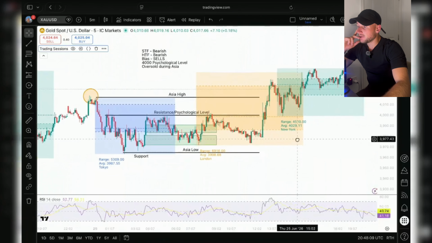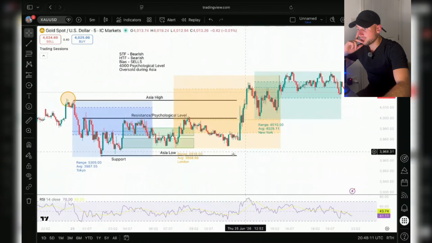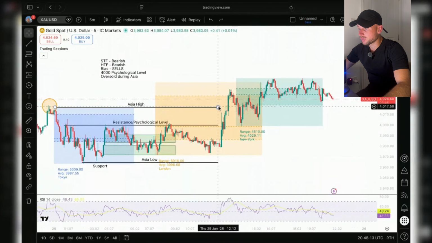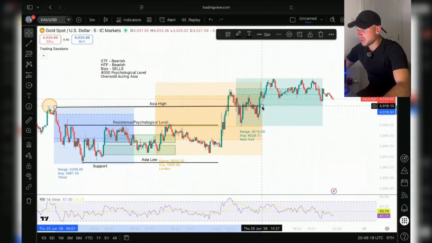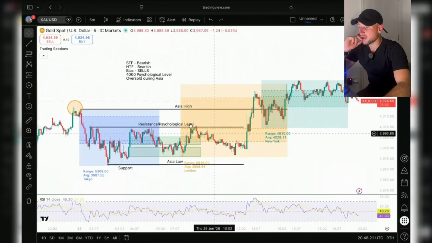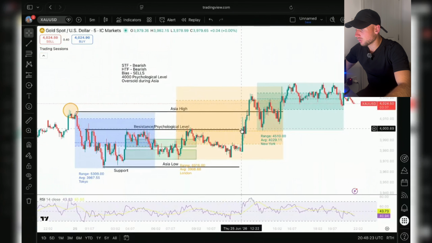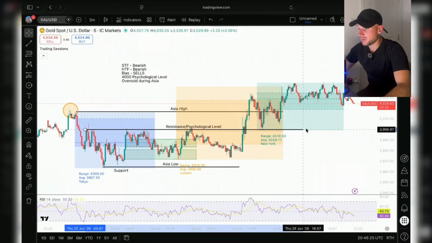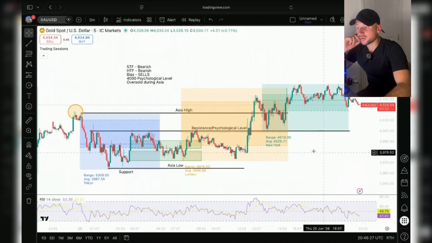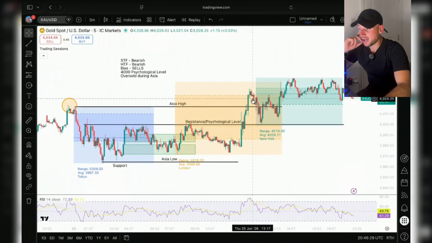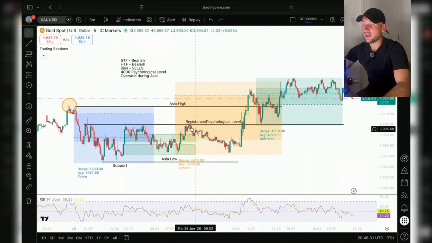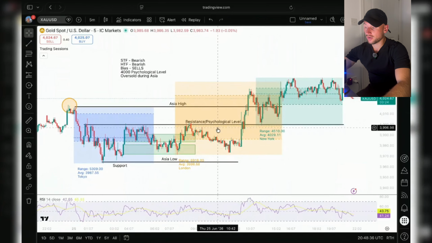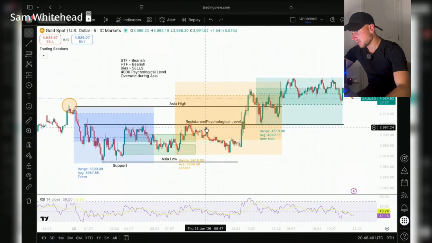So fast forward to the London session, and if we drag this Asia high across, you can see that through the London session, we actually ended up taking the Asia high and breaking back above this psychological level here. And again, dragging it all the way across, you can see that once we broke this level, when it retraced and came back, instead of using it as resistance, it was used as support. So again, more evidence to show that these support and resistance levels are constantly interchangeable.